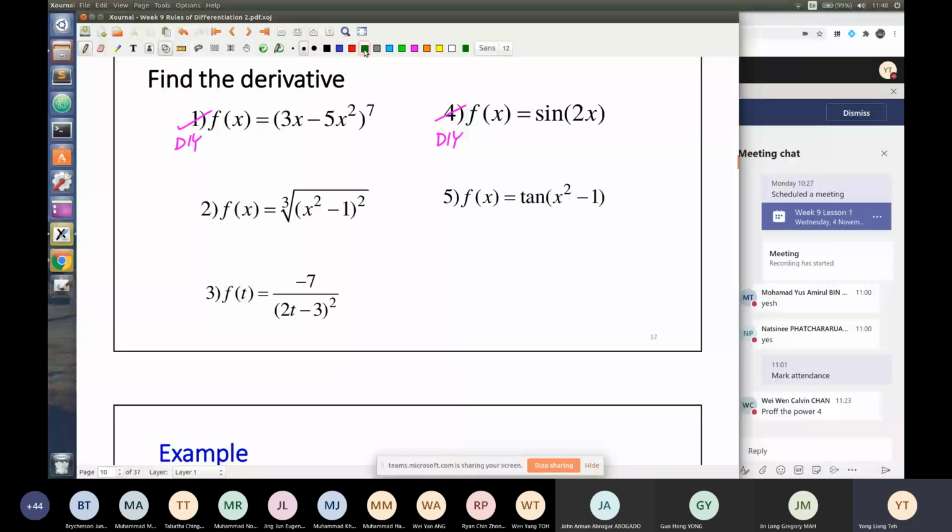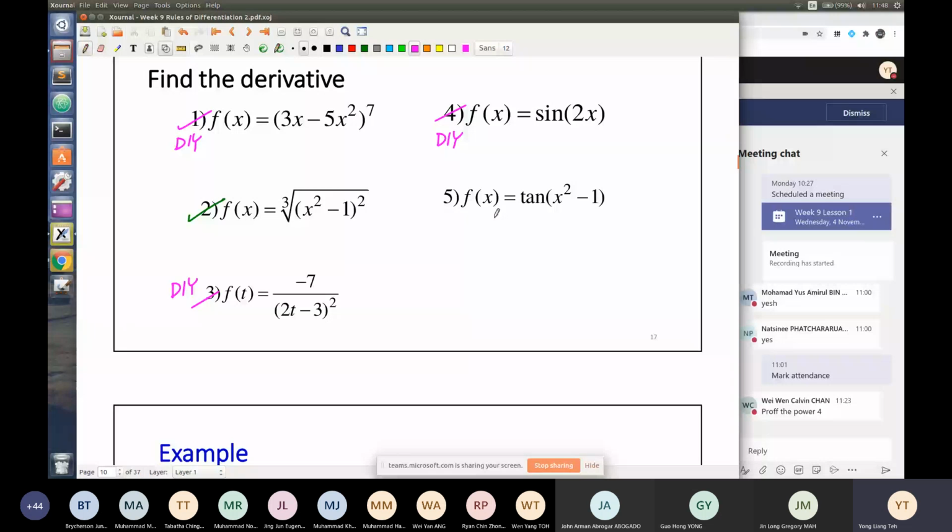Maybe let me go through 3 and 5 with you. We go through 3 and 5 because this looks quite easy. Number 3, this is just power -2, so I think this one you DIY. I'll go through 5, so we just go through 5 together.